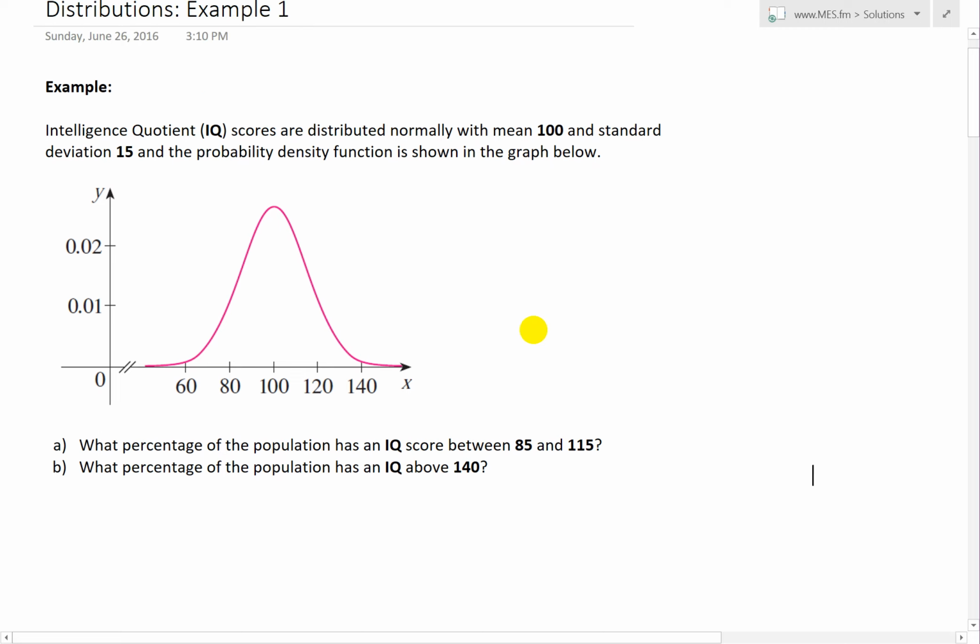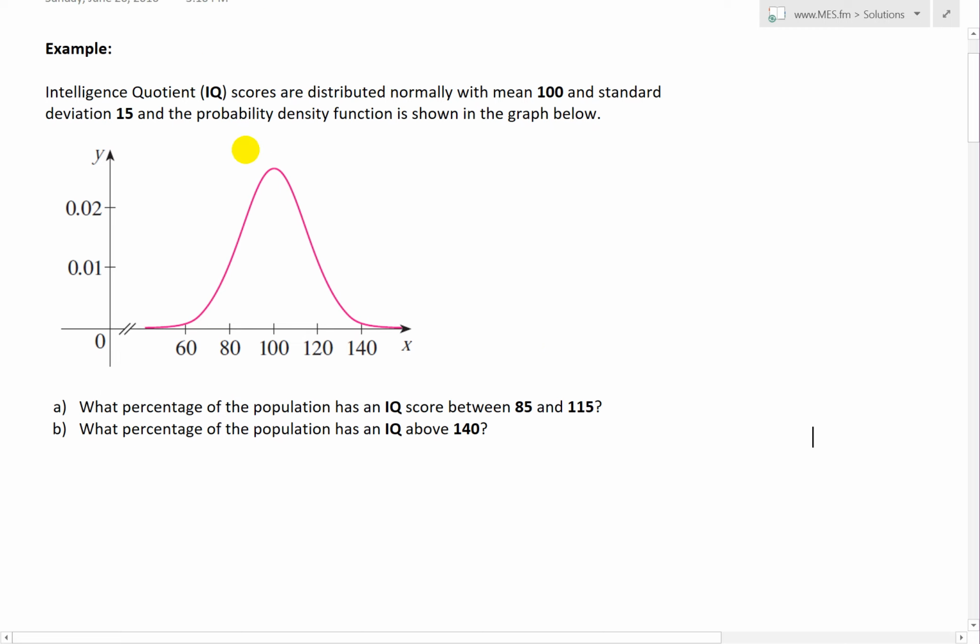And again, you might be familiar with IQ scores, you might have even taken an IQ test. Later in this video I'll go over a brief history of the intelligence quotient, or IQ test.